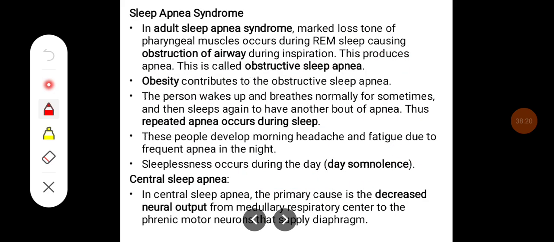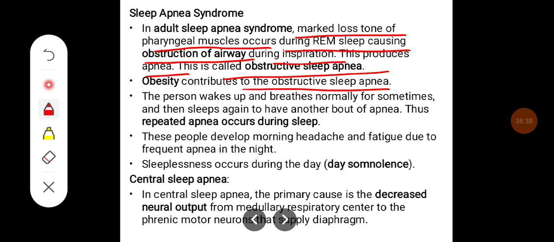Sleep apnea syndrome. In adults, in sleep apnea syndrome, there is a marked loss of muscle tone of pharyngeal muscles during REM sleep, causing obstruction of airways during inspiration. So this produces apnea and it is called obstructive sleep apnea. Obesity contributes to the obstructive sleep apnea. The person wakes up and breathes normally for some time and then sleeps again to have another bout of apnea. Thus, repeated apnea occurs during sleep.